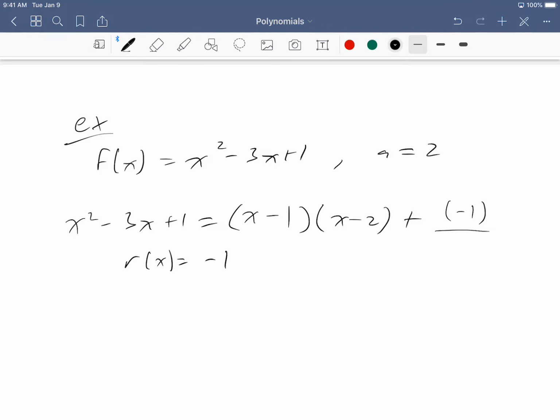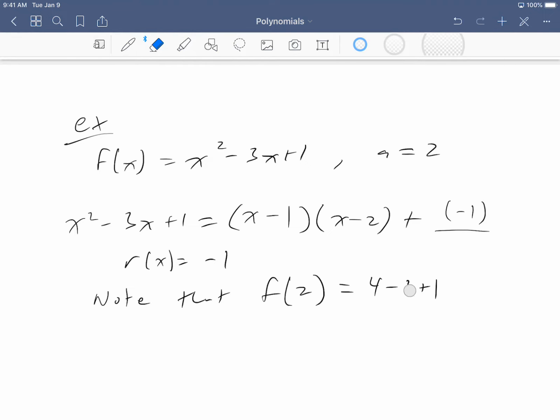And the one thing I want to point out here is that if you plugged a equals 2 into f, what you would get is 4 minus 6 plus 1. And so you will get out of that a negative 1. Okay, so the r happens to be the same as f of 2.